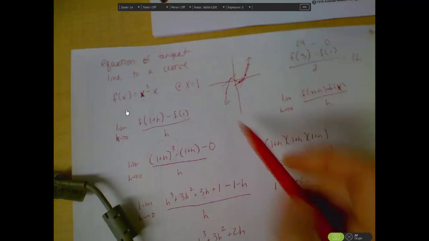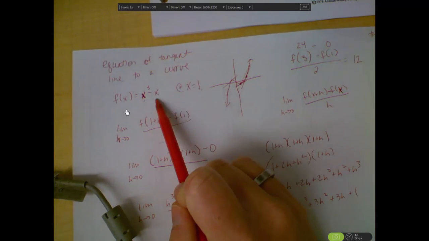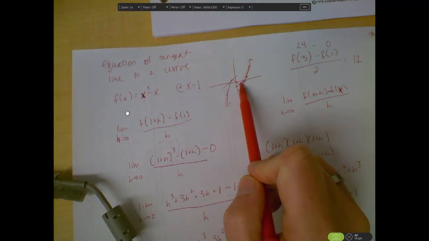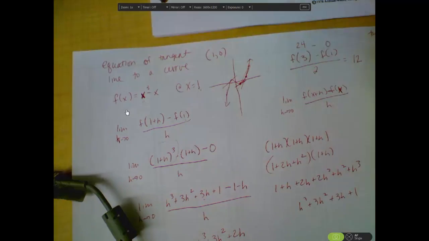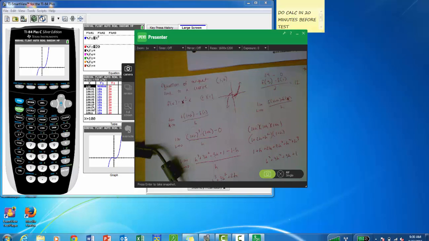Well, hopefully you recognize that this is a function, and when you plug in 1 for x, you get a y value. So this point on the curve, which is very poorly drawn now that I look at it, is (1, 0). Let's look back at the calculator. You can see that the point at 1 is 0. So the x value is 1, the y value is 0. I got the y value by plugging the x value into the function.